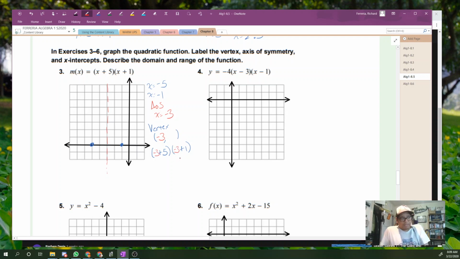How much is -3 plus 5? Well, that's the same thing as 5 minus 3, or 2. How much is -3 plus 1? Well, that's the same thing as 1 minus 3, so -2. How much is 2 times -2? -4. So what is our vertex? It's -3 and -4. 1, 2, 3, 4. Here's our vertex. All right, we got our 3 points. We can go ahead and graph this guy. Let's graph this.